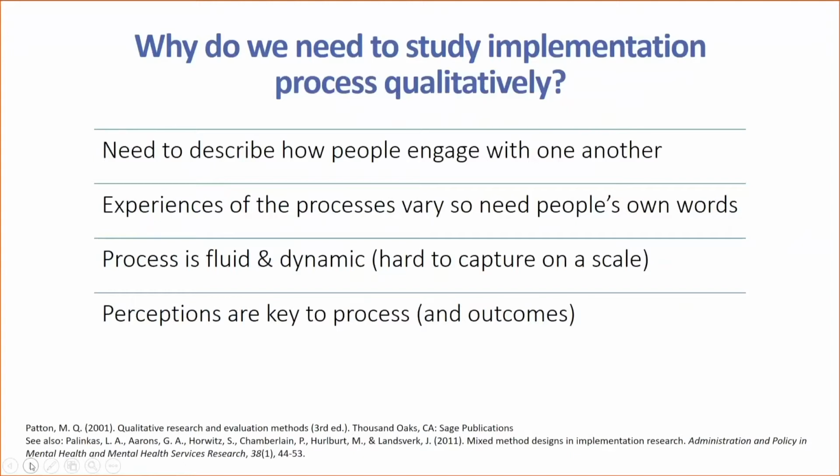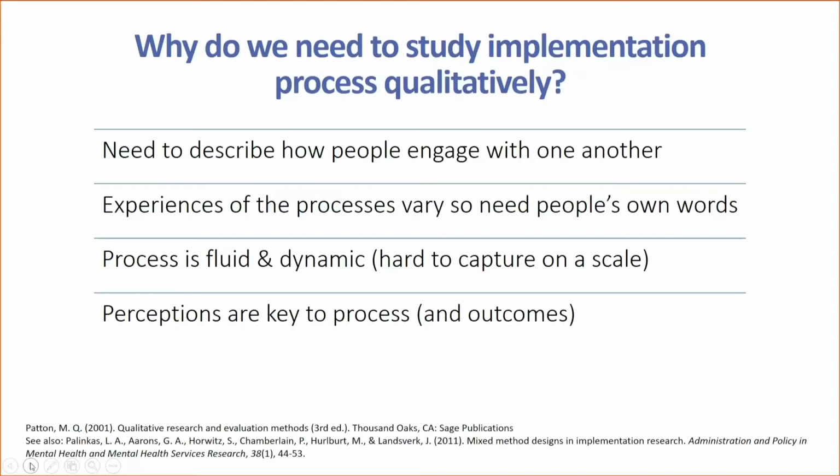There are a lot of issues that we're trying to understand with implementation processes. So we've talked already about the importance of understanding people's engagement with one another. How are they interacting in relation to an intervention, program, practice, policy? And sometimes we can't measure that, or we can measure it, but we also need additional information that would be provided by qualitative methods. We also need to understand people's experiences of processes. We know that experiences vary, and so we need people to tell us in their own words what they think about what's happening. And that can really help us as the D&I researchers to know what to do next.